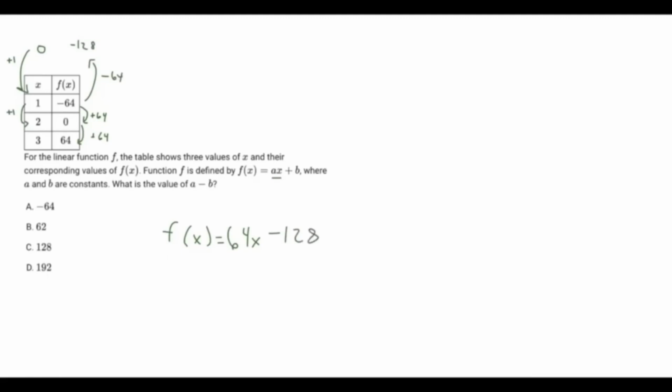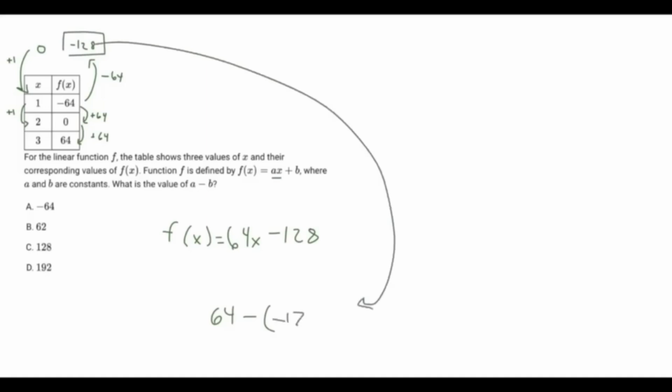So it says, what is the value of a minus b? So our a value is 64, right? And it's subtracting the b value. The b value is negative 128, right? So if you subtract a negative number, we're essentially adding it. And so 64 plus 128 is just 192, so that's our final answer.